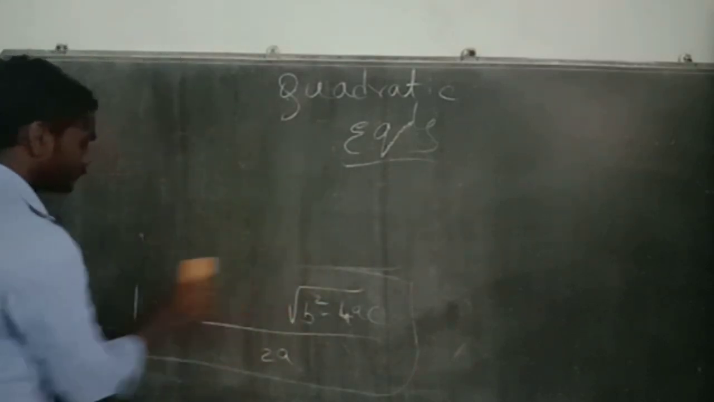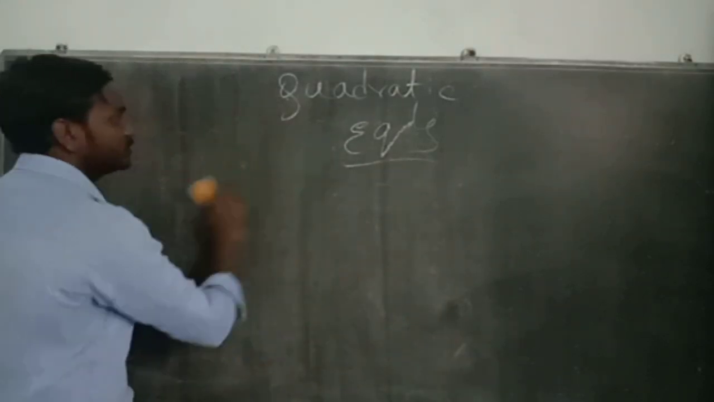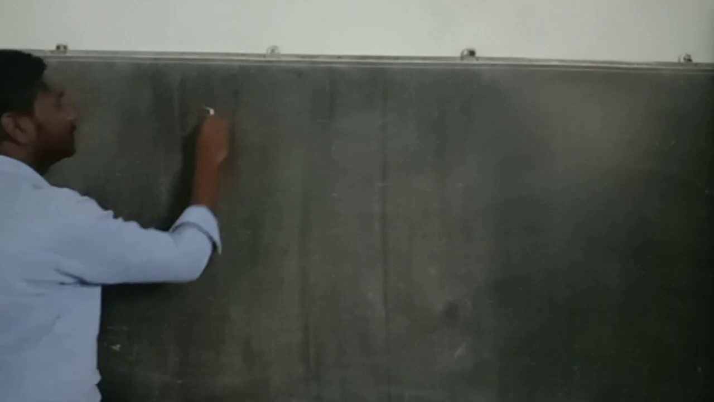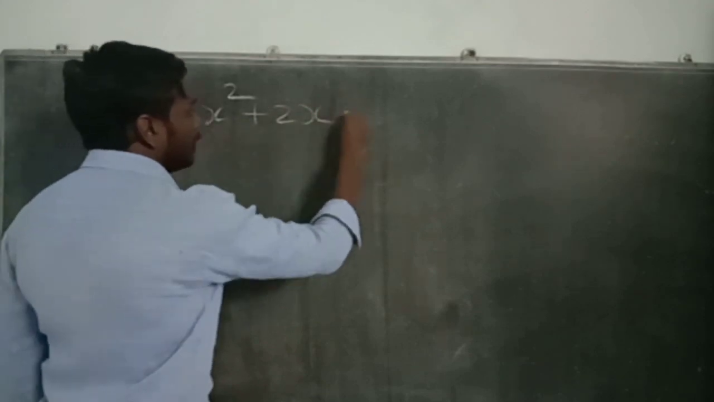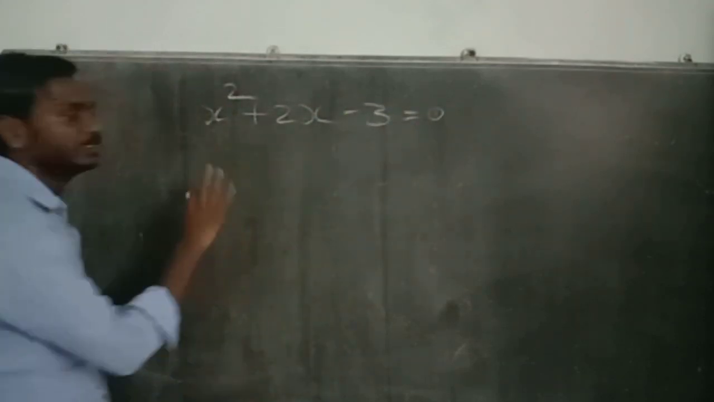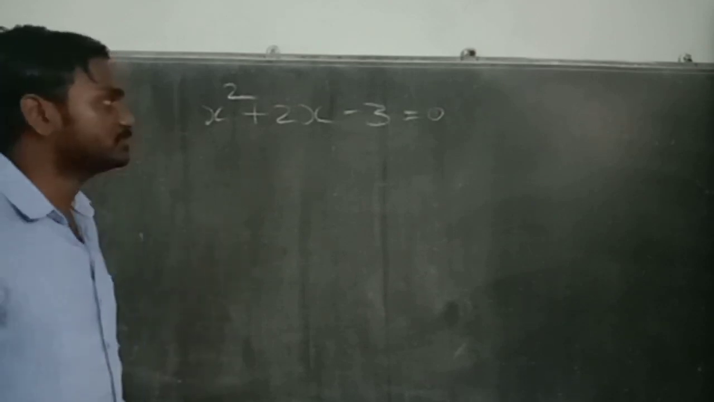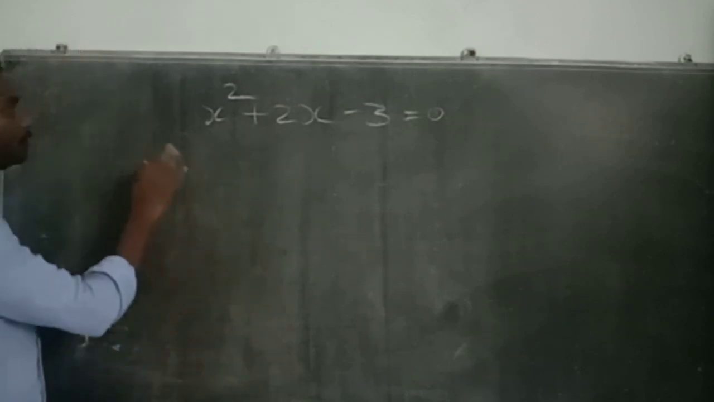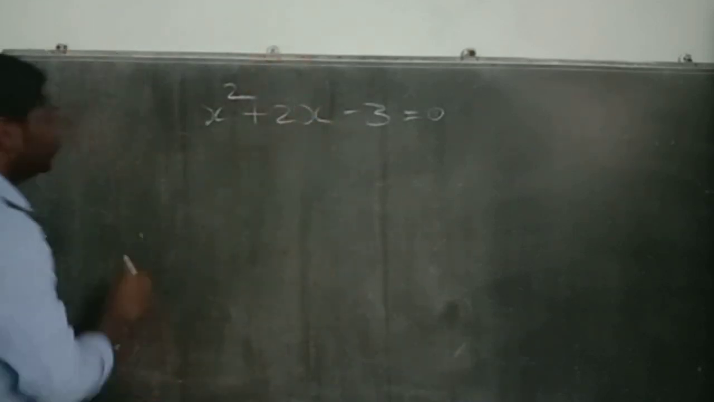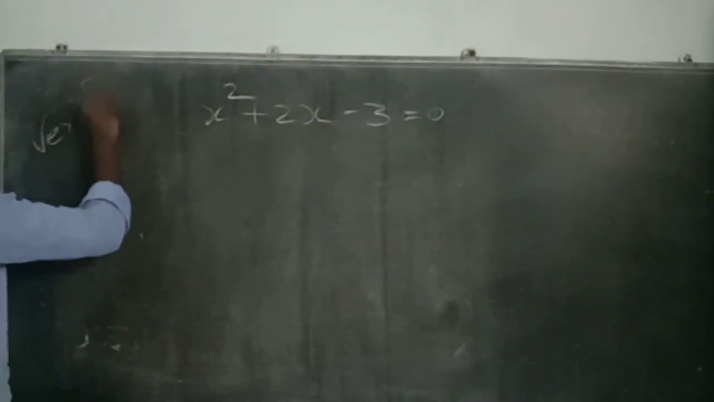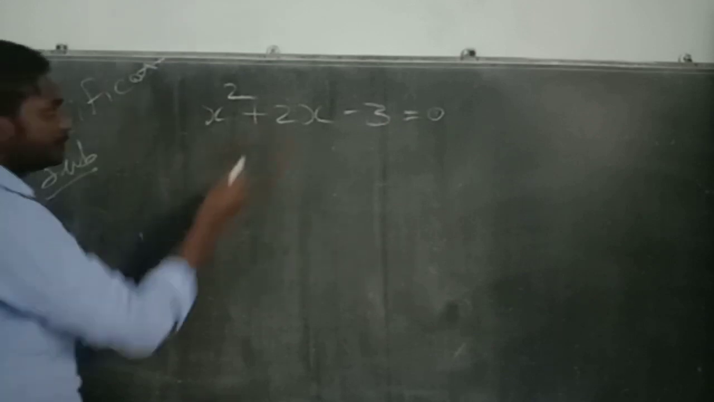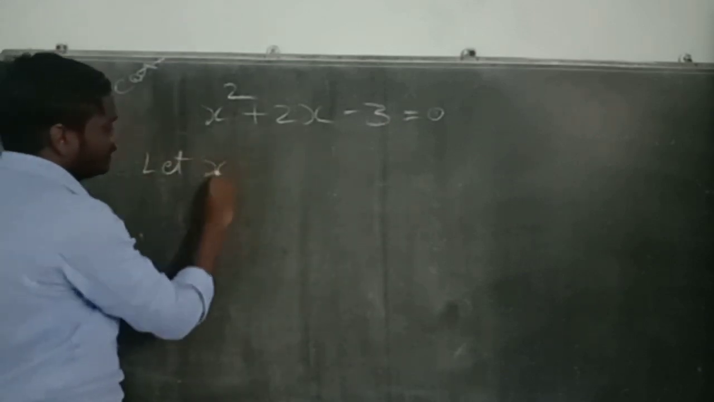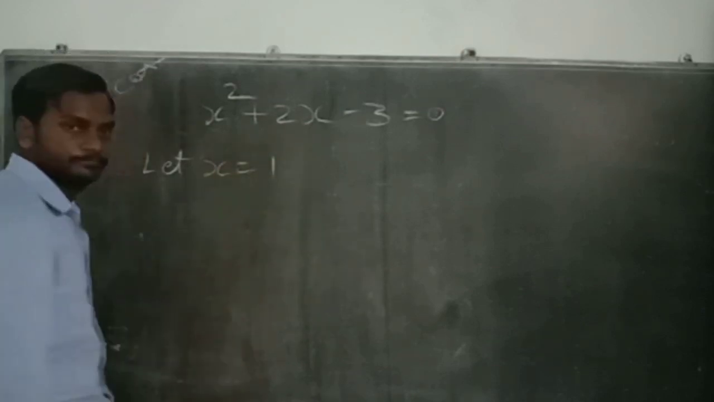So going through the first form, verification or the substitution method, let me consider an equation that is x square plus 2x minus 3 is equal to 0. Finding the values of x by using the verification or substitution method, let me assume x is equal to 1.